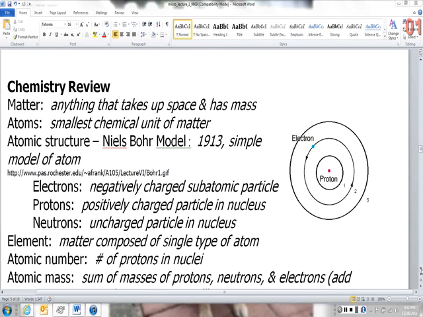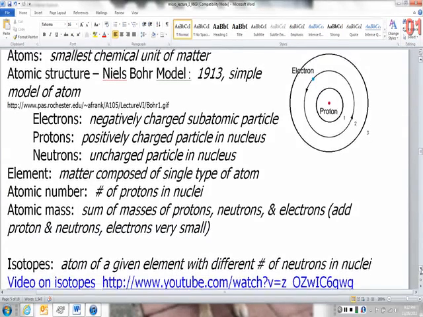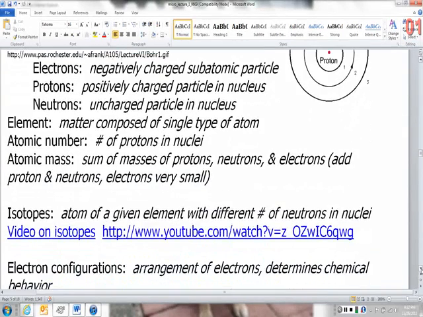The atomic mass is the sum of the masses of all the subatomic particles. Of the particles, the electrons are the smallest. An isotope occurs when an atom of a given element occurs with a different number of neutrons in the nuclei. This is different from the ion, which has a different number of electrons.